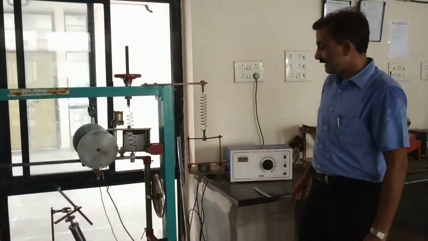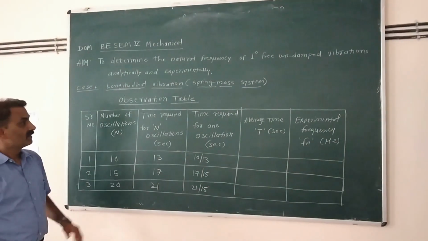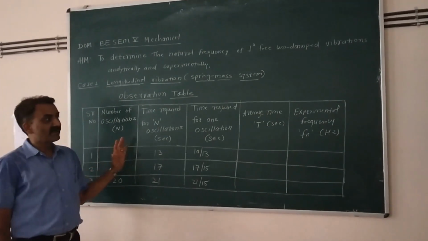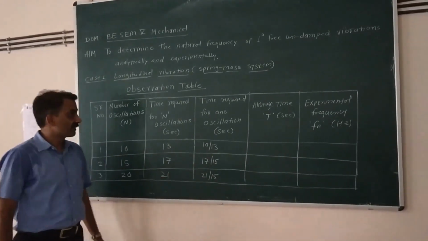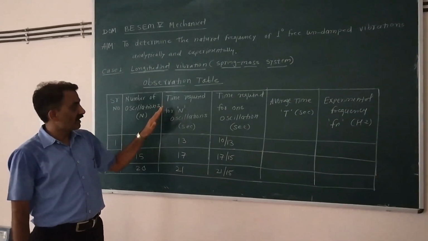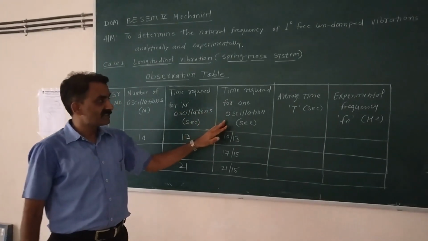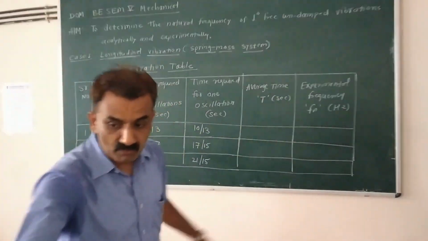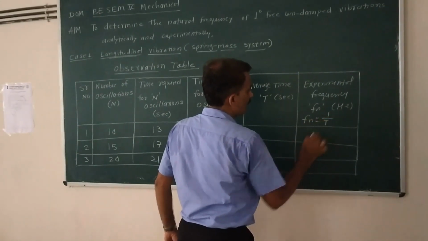How to calculate that experimental natural frequency, that we will see. Now we will first write the observation table. To calculate the experimental natural frequency, we will perform the experiment and note the readings in the table. Here we have the number of oscillations, that is n, time required for n oscillations in seconds, time required for one oscillation in seconds, average time, and the reciprocal of time t, which is the frequency. So here Fn is equal to 1 upon t.